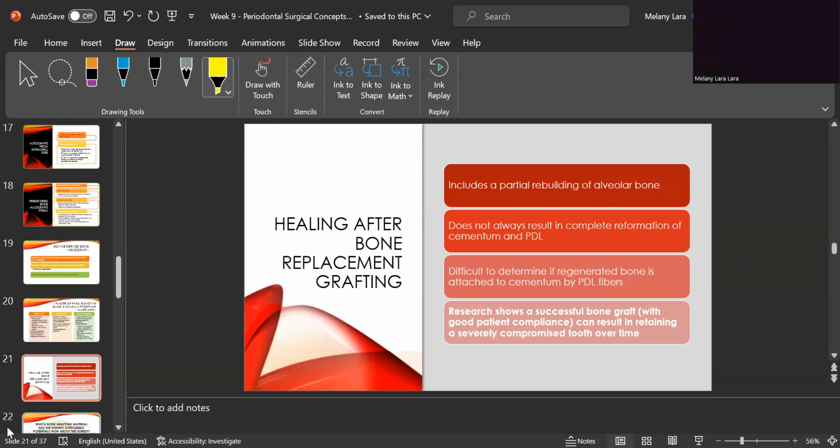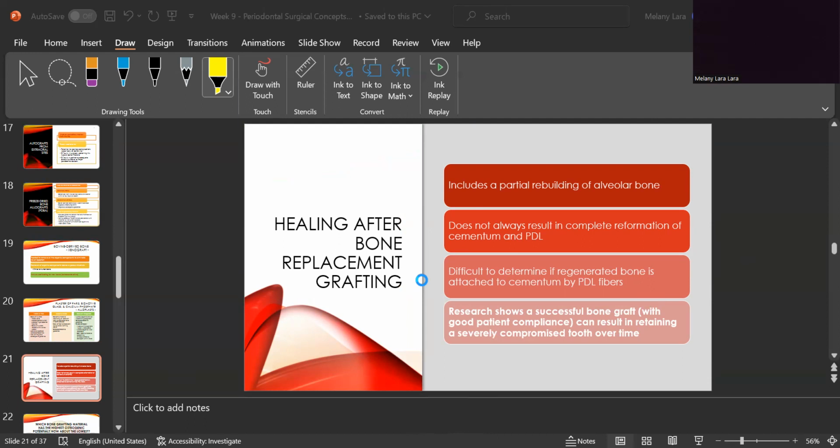So healing, basically what we're seeing with our bone replacement grafts, we see a partial rebuilding of alveolar bone. Partial. And it's not going to be full blown back to complete health, but compared to nothing ever happening at that site, we do have really good promising results that we can see with these patients.